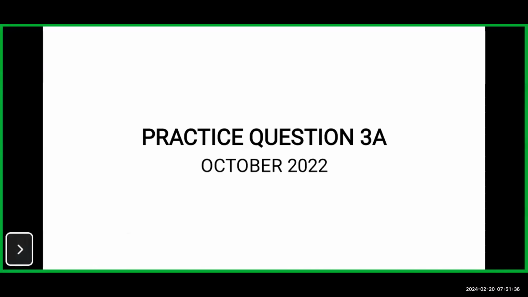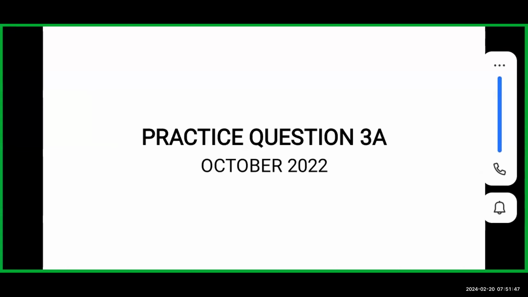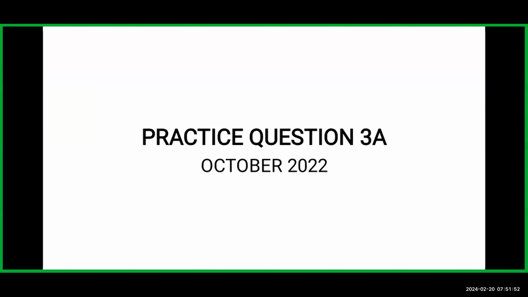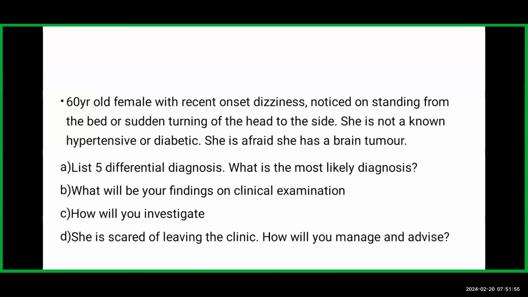Good morning, consultant and senior registrar. Thank you for the opportunity. We'll be presenting practice question 3A, October 2022. The question says, a 60-year-old female with recent onset dizziness, noticed on standing from the bed or sudden turning of the head to the side. She's not a known hypertensive or diabetic. She's afraid she has a brain tumor. The first question says, list 5 differential diagnoses. What is the most likely diagnosis?